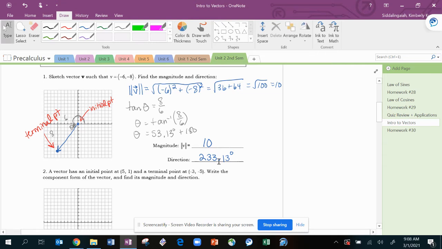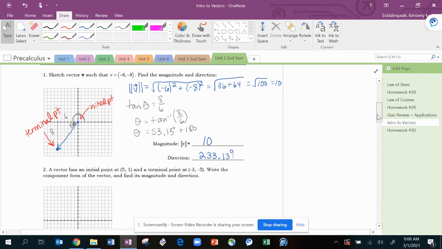So we were given the vector in component form, and we were able to find the magnitude and direction. We're going to be able to go backwards, by the way, given magnitude and direction, find the components as well.